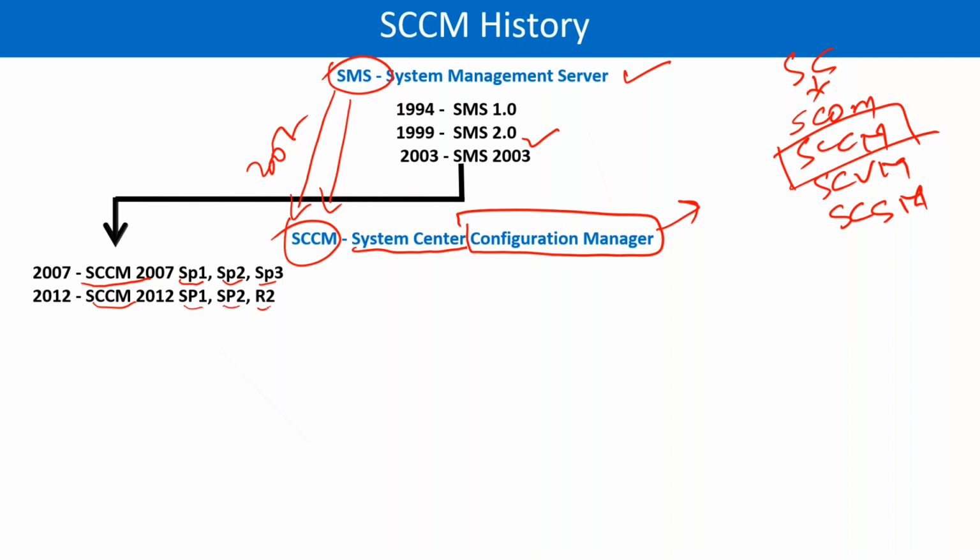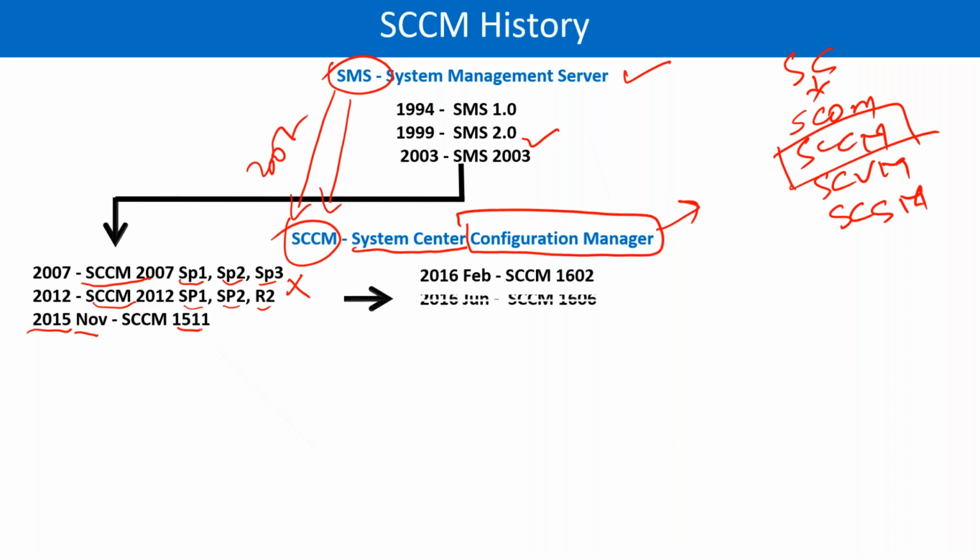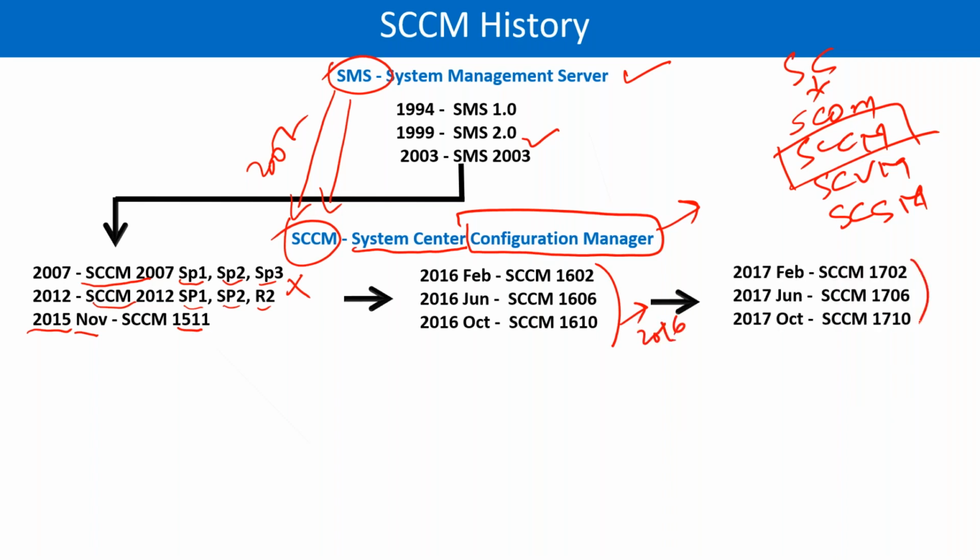Now they are not going with this naming convention like SP1, SP2, R2. They have now stopped it, and they are now using the year and month. So 1511, meaning November 2015, SCCM 1511, year and month. Similarly, in the year 2016, they released these three versions. In the year 2017, they released these three versions. So every year, they are now releasing SCCM 3 times a year, in February, June, and October.